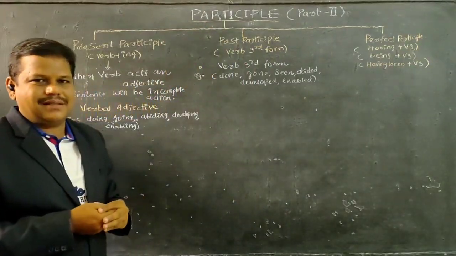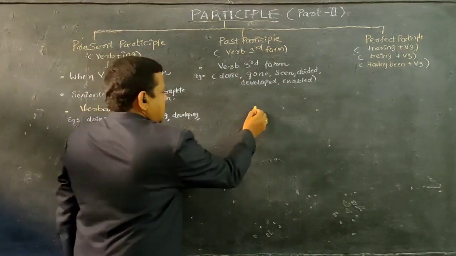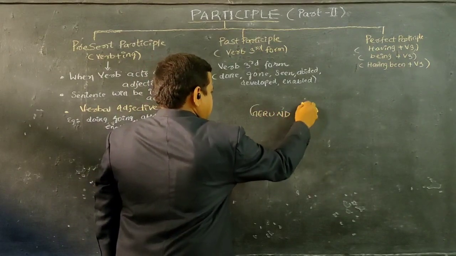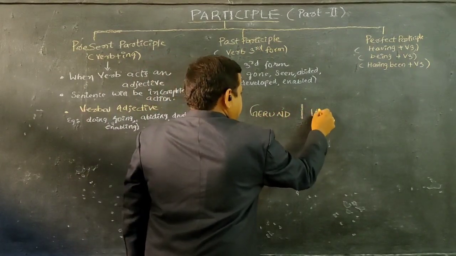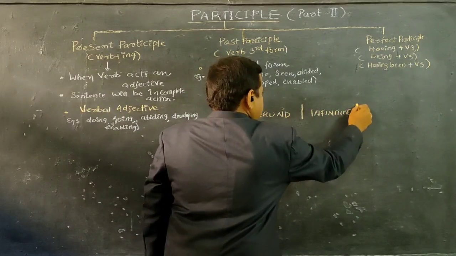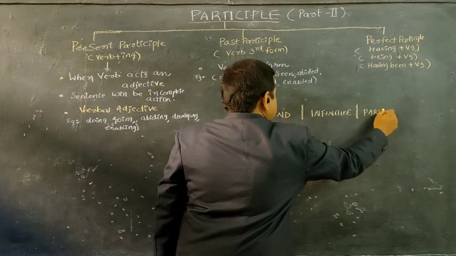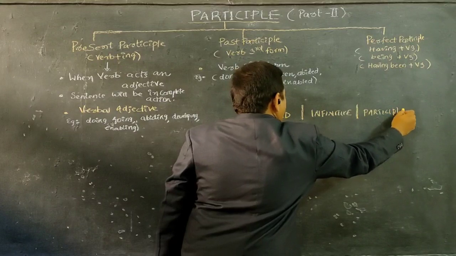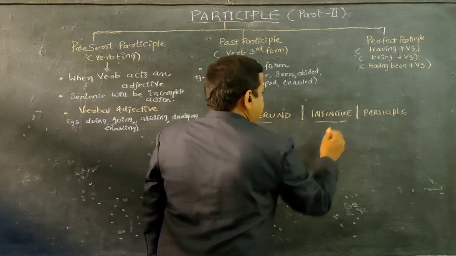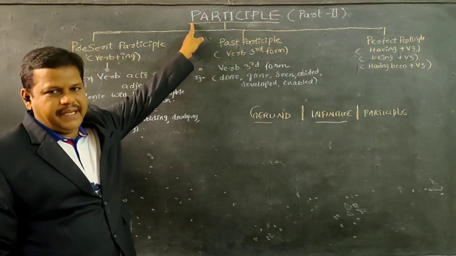In the last class, we discussed three different concepts: gerund, the next one infinitives, and the third one, today's discussion, participles. In last class we already discussed the meaning of gerund and infinitive. Today we are going to see participles in detail.